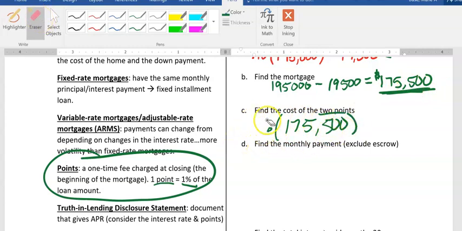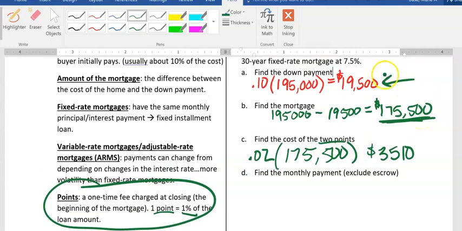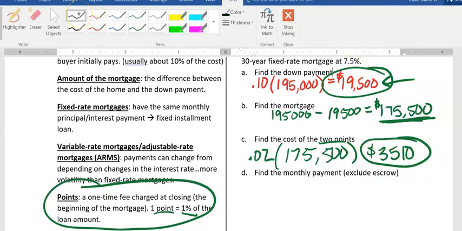So we need to change our 2% to a decimal, which would be 0.02. So when you take 0.02 times the 175,500, it is going to be $3,510. So in addition to this $19,500 you had to have for your down payment, you would have to have an additional $3,500 available to pay for part of those closing costs.